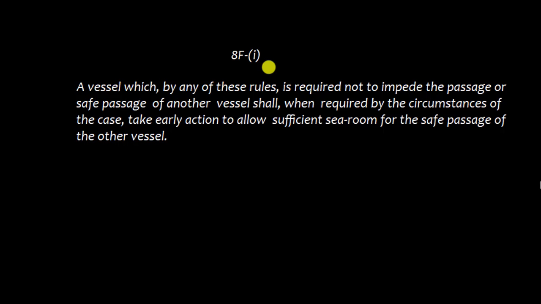So let's talk about 8F1: a vessel which by any of these rules is required not to impede the passage or safe passage of another vessel shall, when required by the circumstances of the case, take early action. Take early action to allow sufficient sea room for the safe passage of the other vessel. So the vessel which is required not to impede the passage should take early action so that there is sufficient sea room for the safe passage of the other vessel.